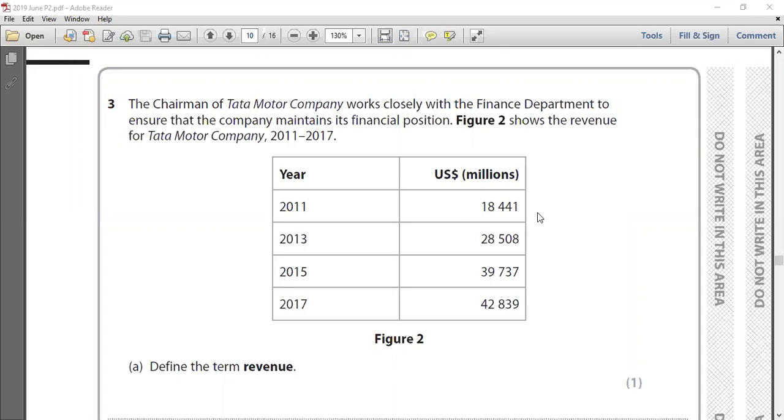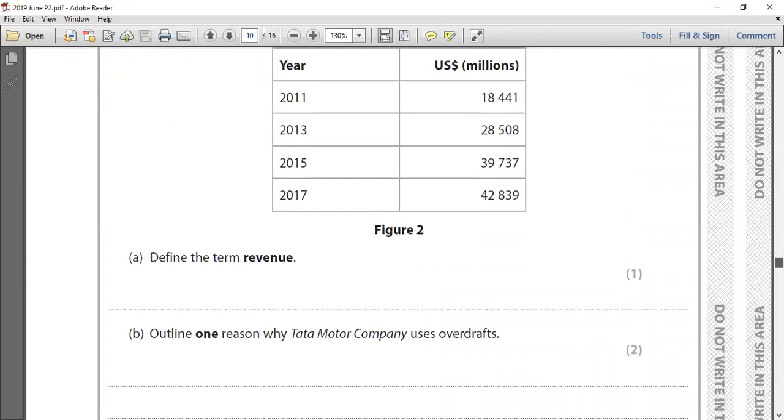The values are in US dollars, 18,000, then 28,000, then 39,000, then 42,000, like that. It seems to be increasing, and every year they have increased their value.